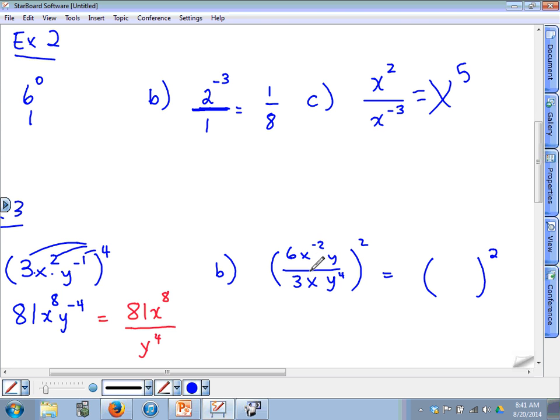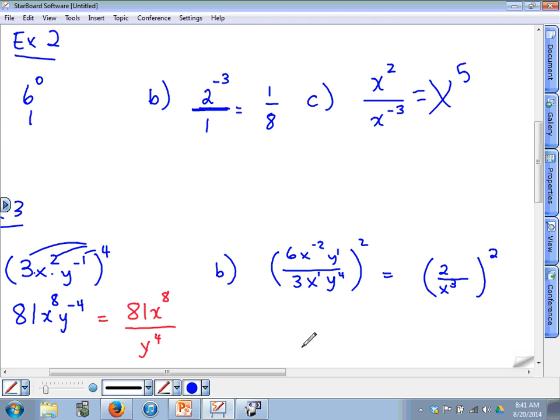6 divided by 3 is 2, so I'm going to put a 2 on the top there. X to the negative 2 divided by x. That really has a 1 right there. It's x to the 1st power. So this x to the negative 2 hops down here to combine with all of these, making x to the 3rd.